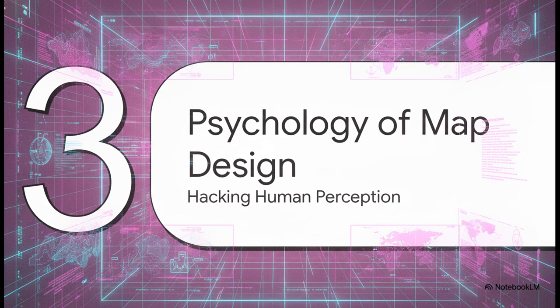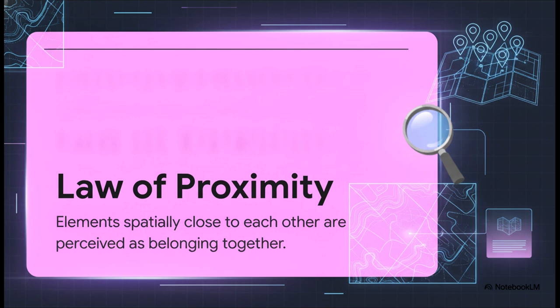Let's look at Section 3, Psychology of Map Design, Hacking Human Perception. To make sense of all this overwhelming data, cartographers rely heavily on Gestalt factors, basically the psychological laws of human perception.